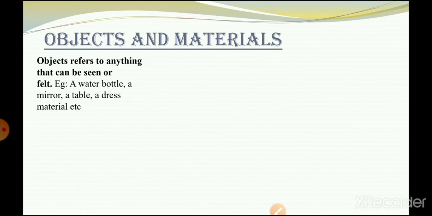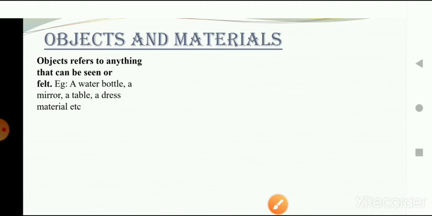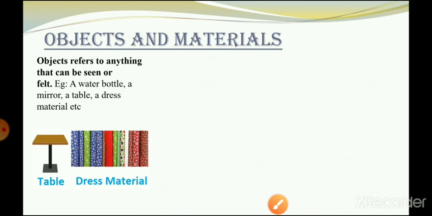First of all, before we move on, let's understand what an object is and what materials are. An object refers to anything that can be felt or seen. An object is anything that you can feel or see, like a water bottle, a mirror, a table, a dress material. These are some examples of objects.